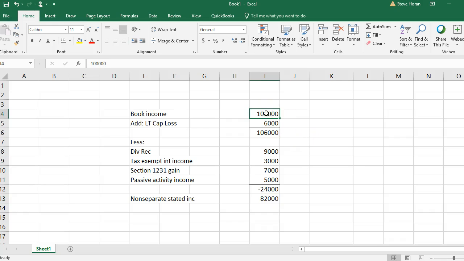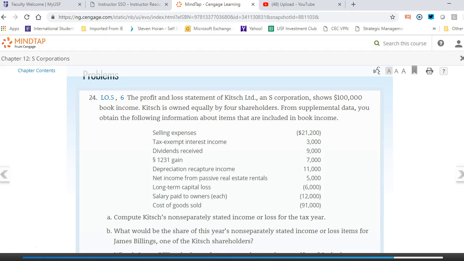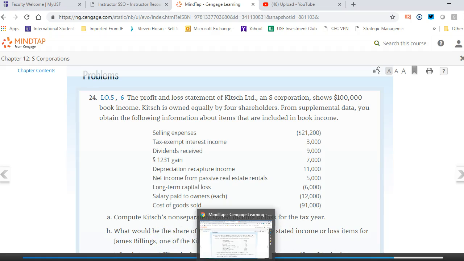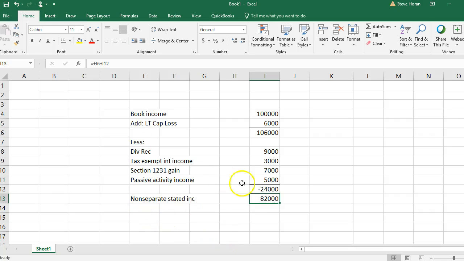So book income, I make adjustments to that book income for all the non-separately stated items, and that gets me to what is the non-separately stated income. In other words, that's what will be split 4 directions. So that was question A. And question B then, what is the share of each person? It's 4 people who own this. And so that was letter A. Letter B is just simply taking this number and dividing it by 4. Okay, so letter B, the answer is 20,500.